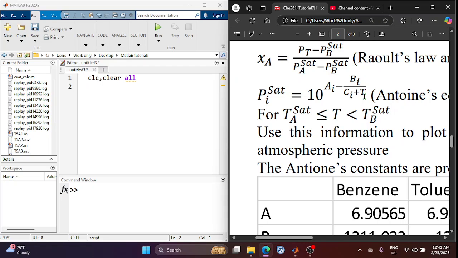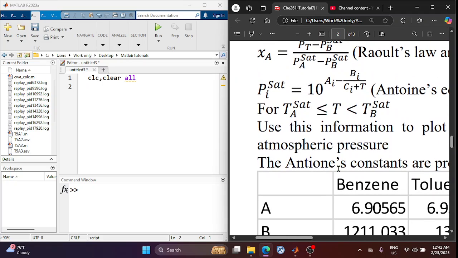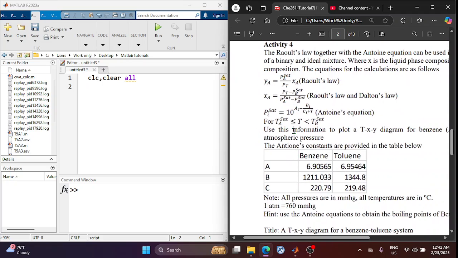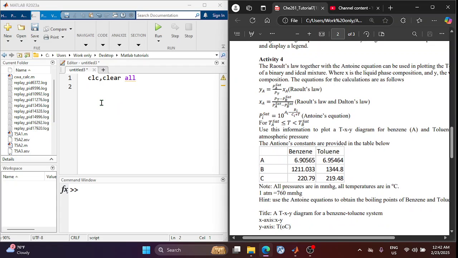Or let me put it this way, if I want to find the T sat, I know the PI sat, if it is going to be pure benzene, then the pressure is going to be the same as the atmospheric pressure, which is 1 atm or 760 millimeter mercury. So I'll put 760 here for my PA sat and find what the corresponding temperature should be. Then I'll do the same thing for PB sat and find what the corresponding temperature should be. So let's get into it bit by bit, and I'll be explaining as we progress.